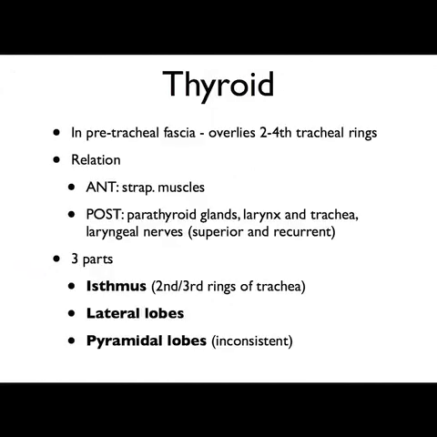Okay, just to talk quickly about thyroid anatomy as promised. The thyroid is found embedded in the pretracheal fascia and overlies the second to the fourth tracheal rings. Important relations, anteriorly you'll find the strap muscles.